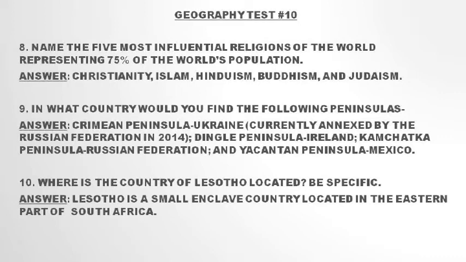Question 10, where is the country of Lesotho located? B, Pacific. Lesotho is what's called a small enclave country located in the eastern part of South Africa. The reason why they call it an enclave is because it is an internationally recognized country, but is actually completely within the territory or the country of South Africa.